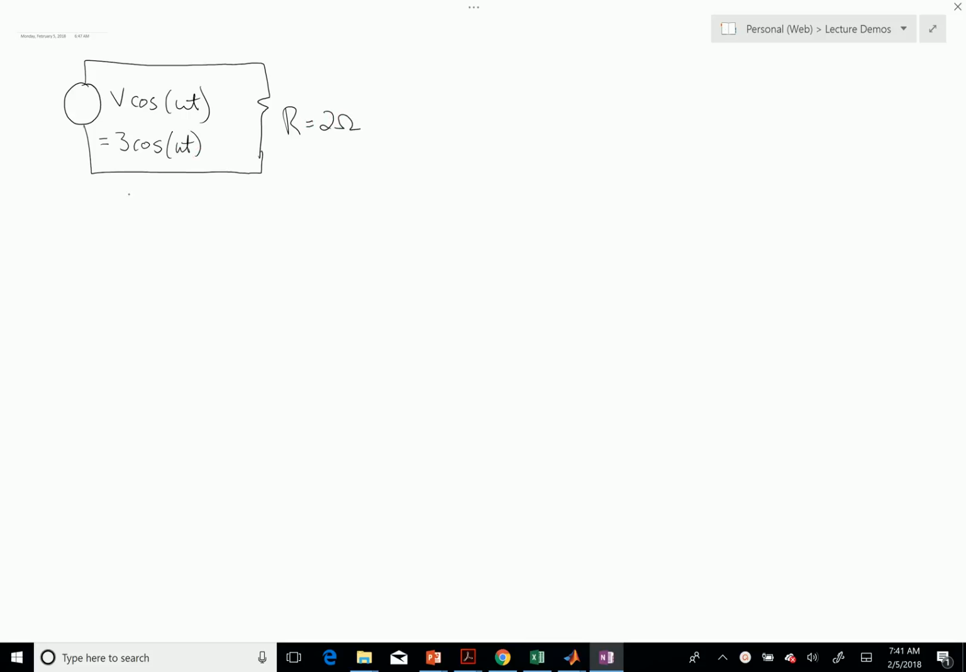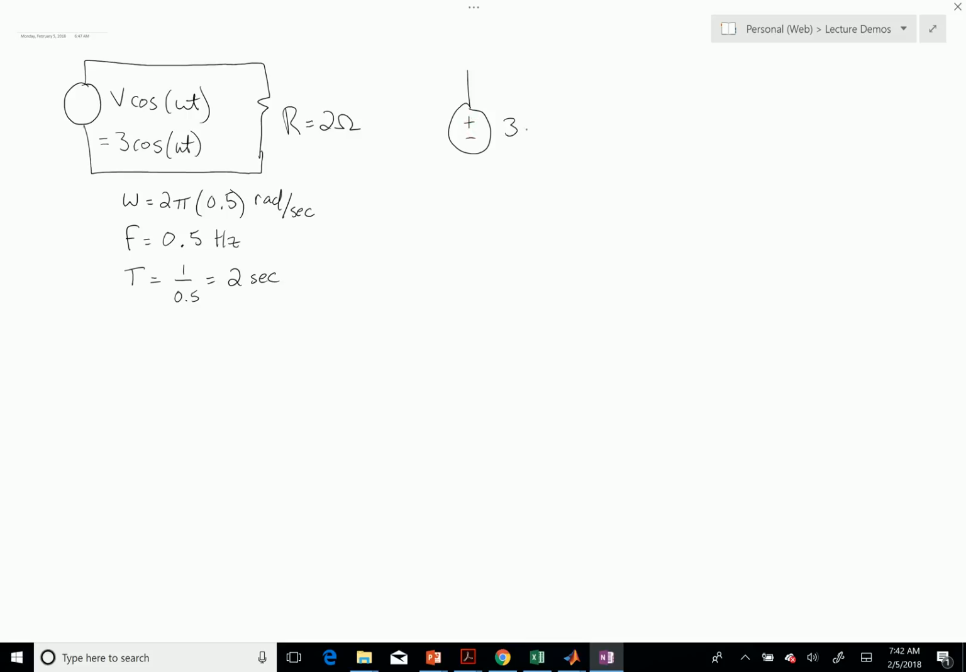And so the frequency I'm going to give this guy is 2 pi times 0.5 radians per second. In other words, F equals 0.5 hertz. So 1 period is 1 over 0.5 or 2 seconds. Okay? So remember that I can describe this circuit a couple of ways.